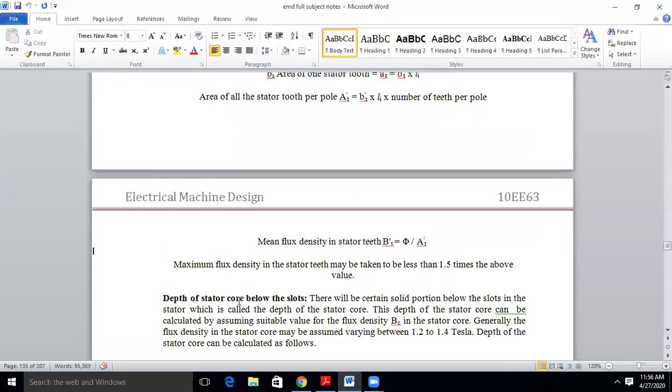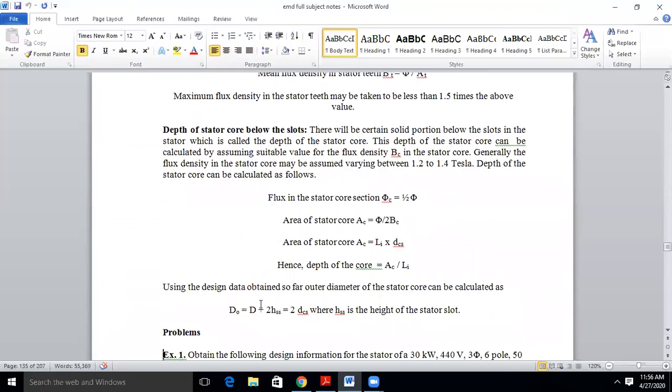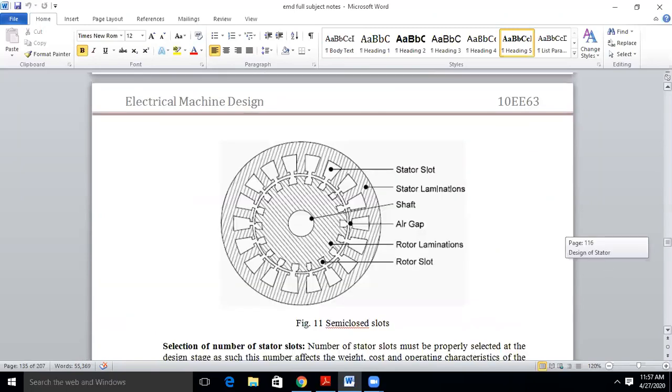Now we'll see the depth of stator core below the stator slots. I can directly give the formula. The outer diameter of the stator core will be given by d naught equal to d plus 2hss plus 2dcs. So this is about the stator, the stator slot and the depth of the stator.